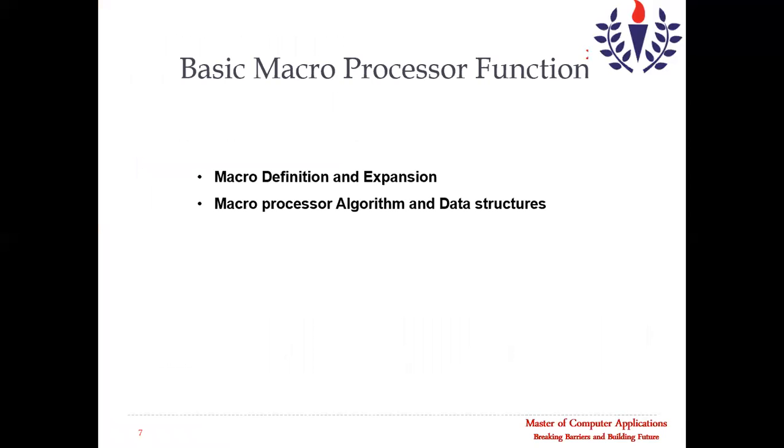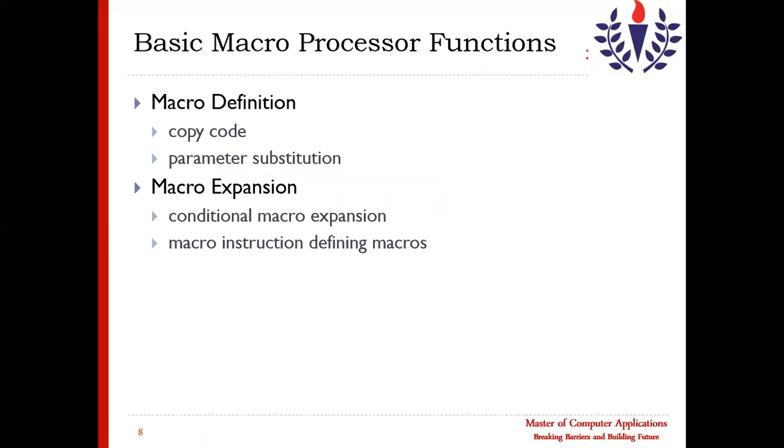So the basic macro processor functions, that is the second topic. In that, as we have somehow discussed, the main function of macro processor is recognizing the macro definition and then expanding. So the first function is macro definition and expansion. Second is macro processor algorithm and data structure. That is the part of this topic where we will discuss how it will perform its function, the algorithm, and what data structure it will use to perform its function. So first, macro definition and macro expansion.